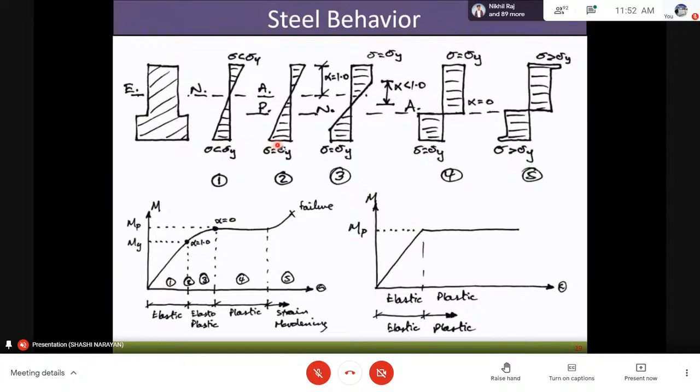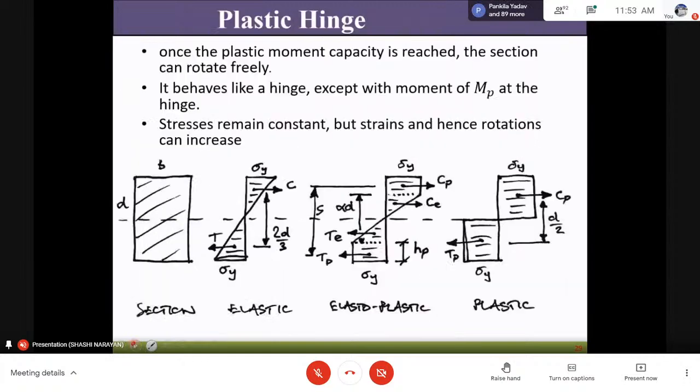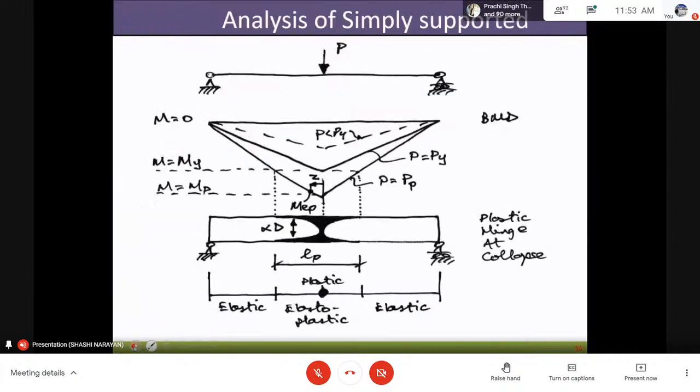So this is the map. Up to here we have the elastic region. This is the elastoplastic region, where the change of curvature takes place, and this is the plastic region. This is the strain hardening region, where the extra bulge in the stresses at the ends governs. So this we have already seen.